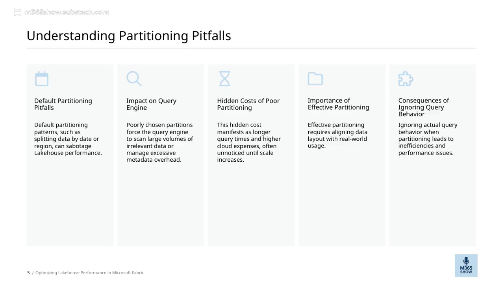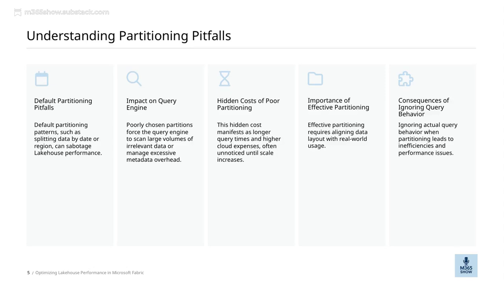Poor partitioning forces our query engines to scan through large amounts of irrelevant data or handle excessive metadata, which severely impacts performance. That's why default patterns, like partitioning by date or region, can sometimes work against us if they don't match how our data is actually used. Understanding these pitfalls is key to optimizing our Lakehouse performance in Microsoft Fabric.